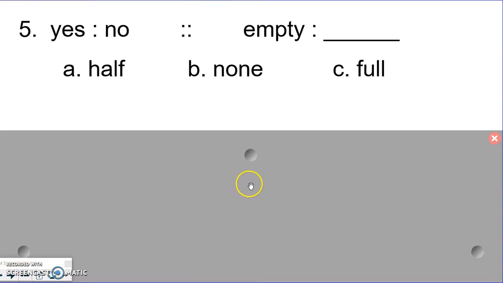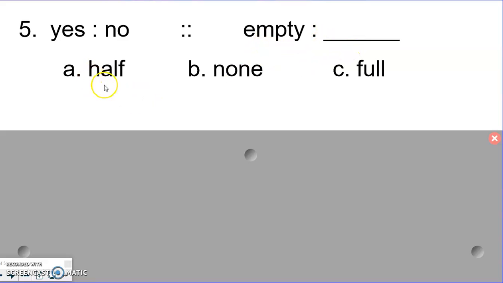All right, let's try 2 more. Yes is to no. So let's decide if they're same or opposite. Yes is to no. Those two words are opposites. Okay, so if at the beginning of our analogy we have opposites, then at the end of our analogy we need to have opposites. So yes is to no. Those are opposites. As empty is to blank.